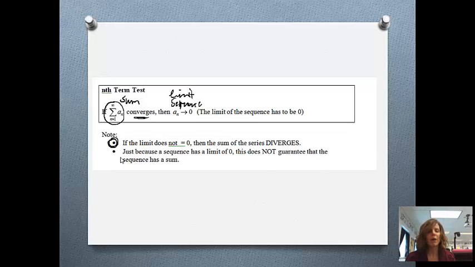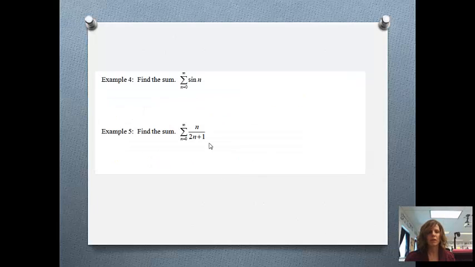But unfortunately, just because the sequence has a limit of 0, this does not guarantee that the series has a sum. So if we're using the nth term test and looking to see if the limit of the sequence is equal to 0, if it doesn't equal 0, we'll automatically get that the sum diverges. If we get 0, then we are going to call that test inconclusive. It didn't show us anything, so we're going to need to try to find something else, because it doesn't mean it automatically converges. It's just like if we get 0 over 0 or infinity over infinity, that test did not work.